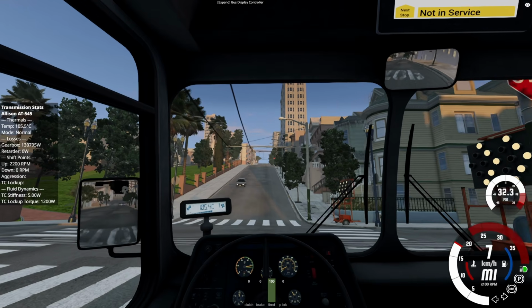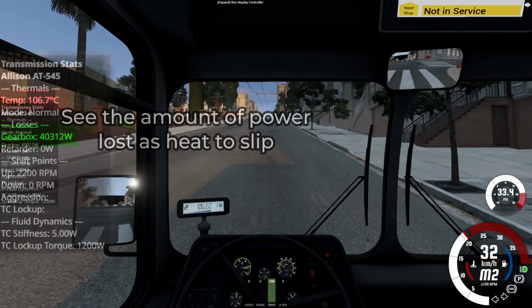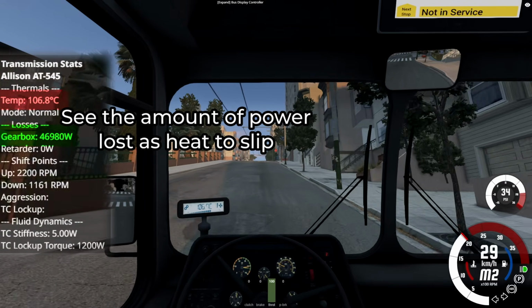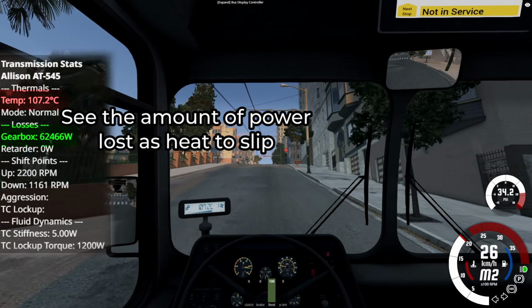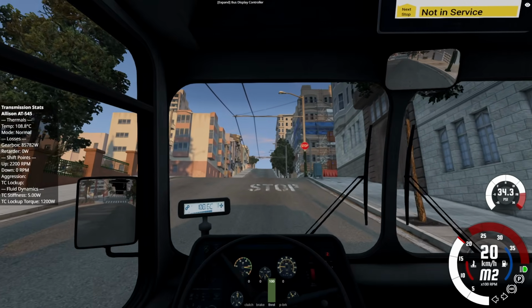If you're at 60 kilometers per hour, you're safe. But the moment you lose that airflow on a hill while the converter is slipping, you're on your own. There is no ECU to save you here. You have to be a truly observant driver to keep the AT545 from melting.